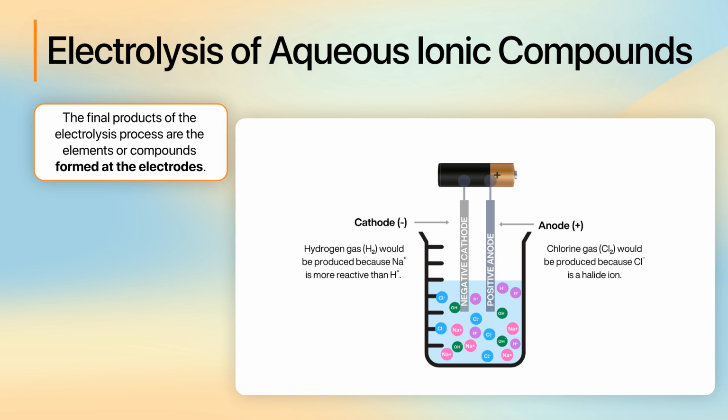We can confirm our predictions of products by carrying out tests. These tests will be covered again in the chemical analysis unit, but for reference, here are the tests for a few chemicals that are commonly produced in electrolysis.